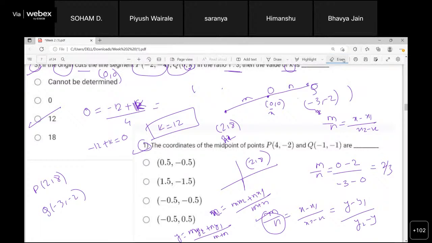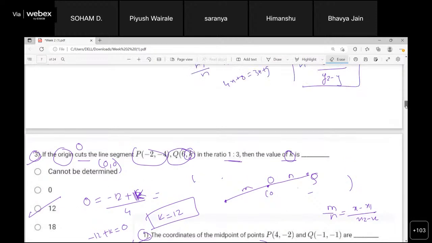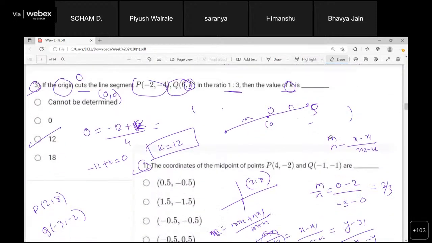Okay, maybe let me think about it. Same thing is there, only the origin cuts the line segment. Instead of this, these 2 points are given, right? So we can apply this formula. Maybe some part is missing in that. I will check that.